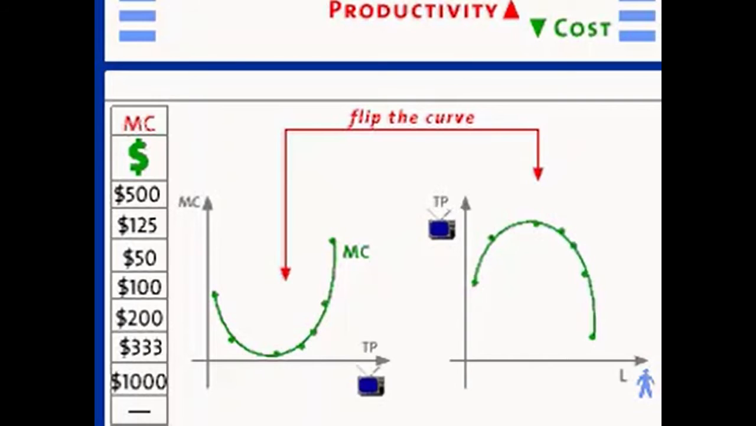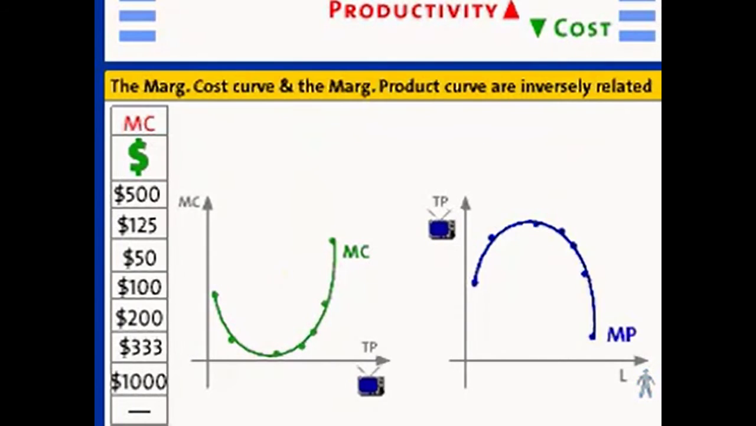If I put output on this axis, like we did before, and if I put labor down here on this axis, then this curve becomes the marginal product curve. I could just put an MP right here. See, the marginal cost curve and the marginal product curve are just mirror images of each other. That's because cost and productivity are reciprocally related.